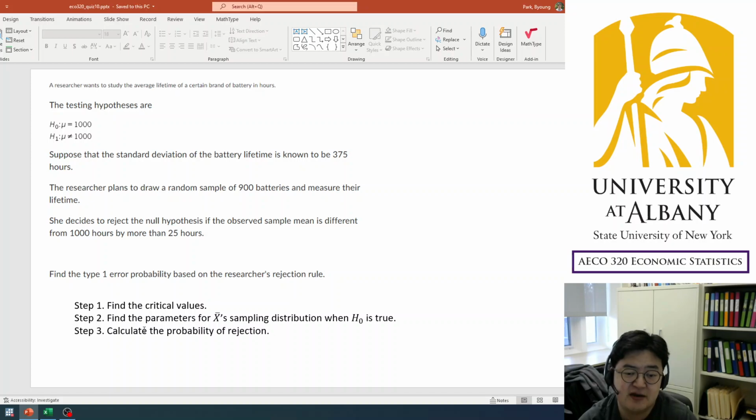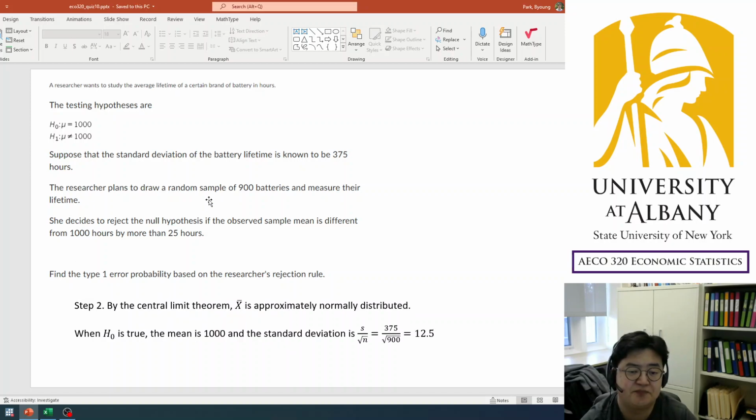And in the final step, you are calculating the probability of rejection. So again, type 1 error happens when you reject. So you have to calculate the probability of rejection here. Okay. So as I said, critical values are given. So we are going to skip the first step. Let's go to the second step.